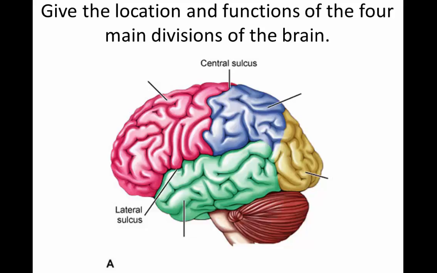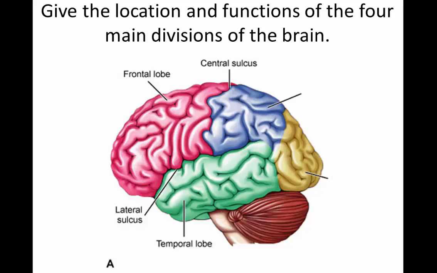Focusing then again on the cerebrum, we have the central sulcus and lateral sulcus, and as I mentioned, they divide these regions of the cerebrum. And so let's look at the first, which is the frontal lobe. The frontal lobe is the motor area. It also plays a role in personality, behavior, emotion expression, and then intelligent functions.